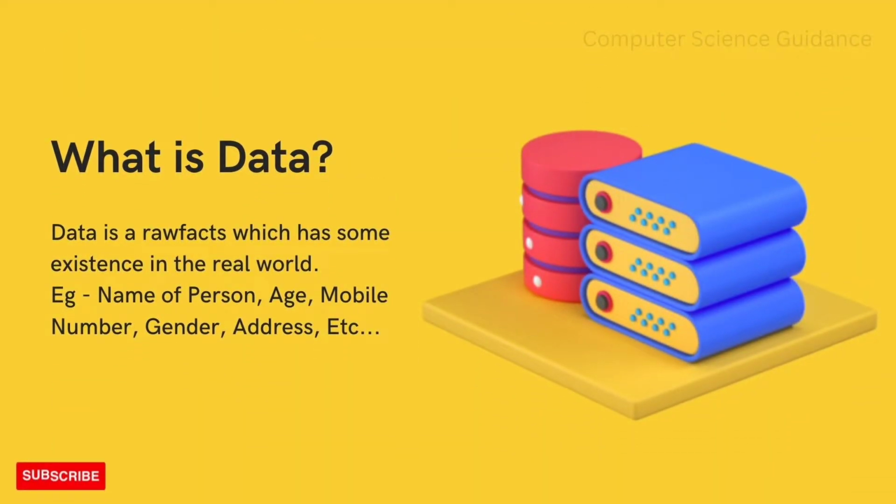In the first video of our channel, we will know about the introduction to DBMS. Before we understand DBMS, we have to understand what is data. Data is raw facts which have some existence in the real world. It means it can be any fact that has meaning in the world. Data can come in the form of text, observations, figures, images, numbers, graphs, or symbols, etc. Examples of data might be name of person, age, mobile number, gender, address, etc. This is called data.